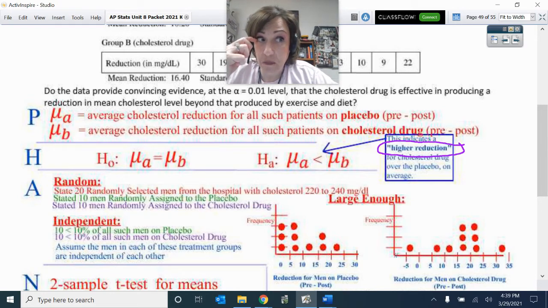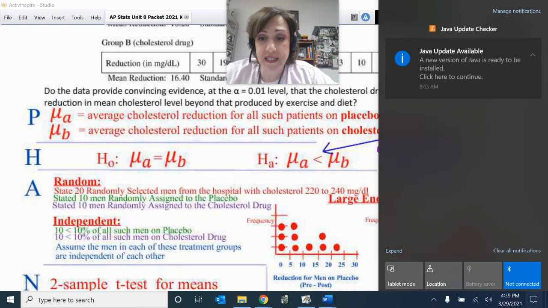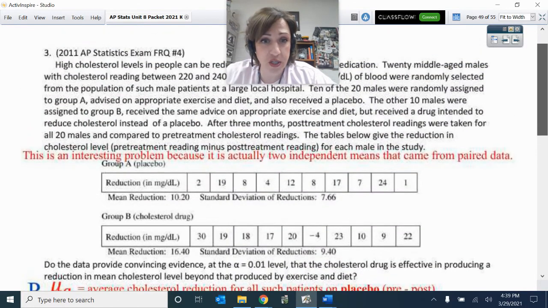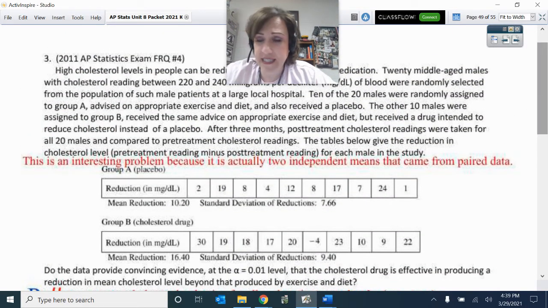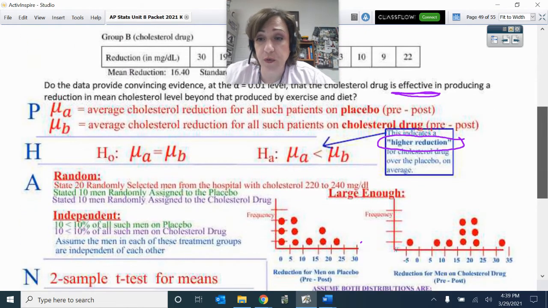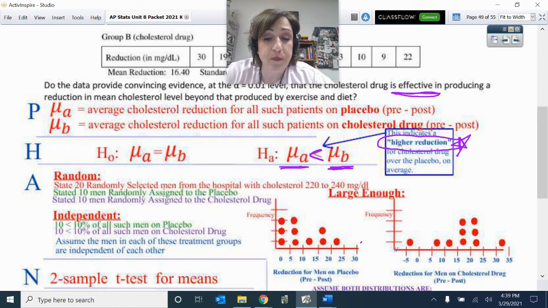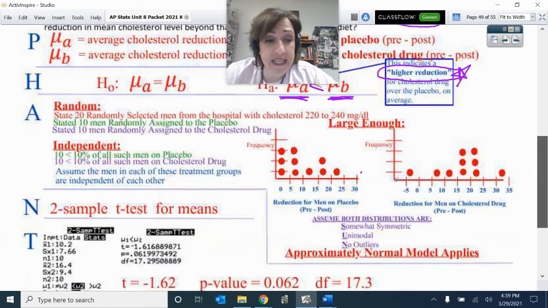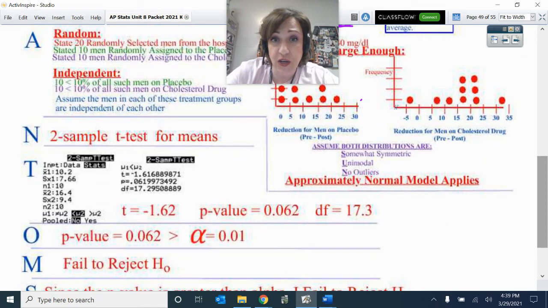They set up the problem, is it more effective? I think that's the way they worded it. Does this indicate that the cholesterol drug is more effective than exercise and diet alone? So that's a higher reduction. That means that mu of B is greater than mu of A, and that plays into how you put things into your calculator.